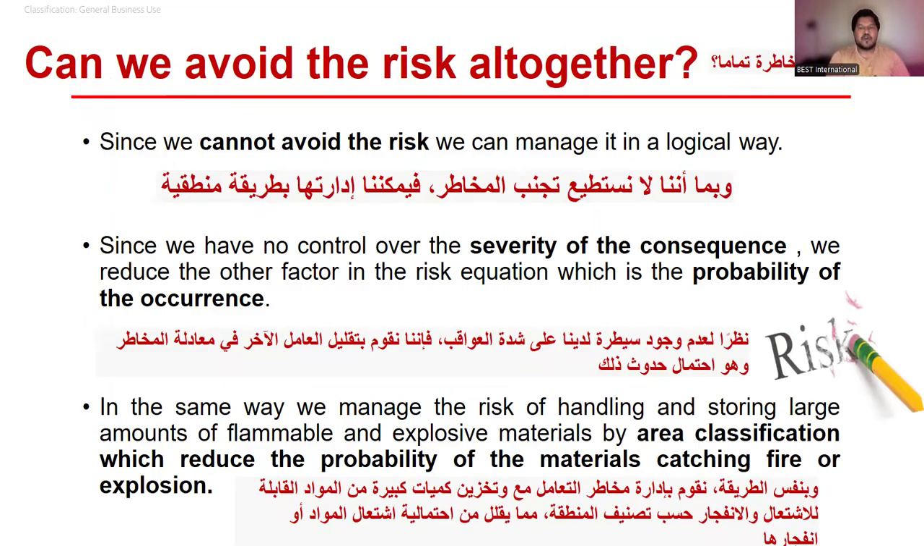Okay, now can we avoid the risk altogether? Since we cannot avoid the risk, we can manage it in a logical way. That's why situational safety, common sense, and the participation of each individual is critically important. Now, since we have no control over the severity of consequence, sometimes we reduce the other factor in the risk equation, which is the probability of the occurrence.